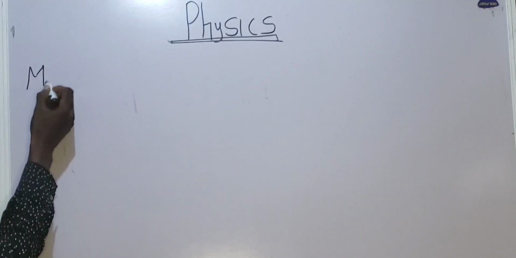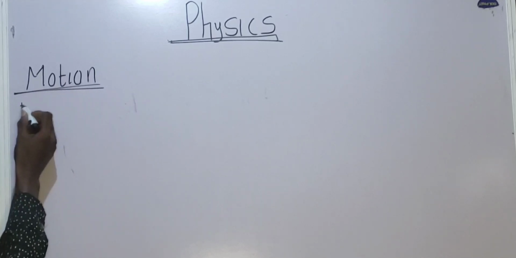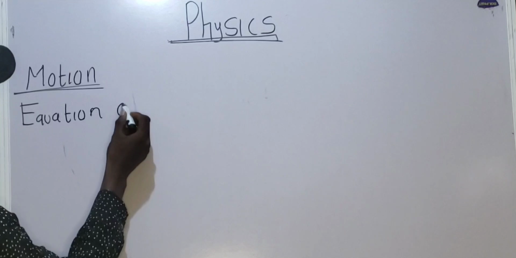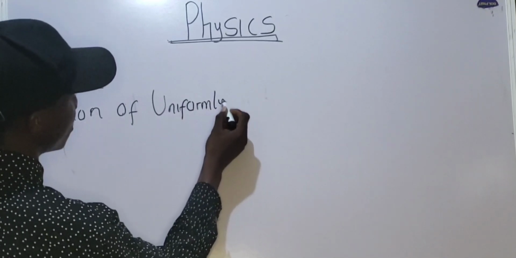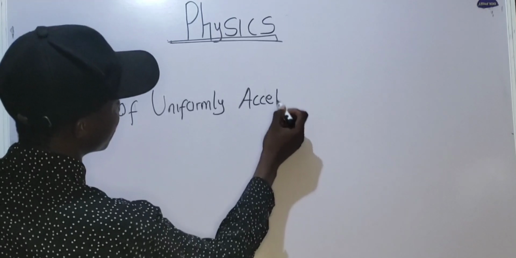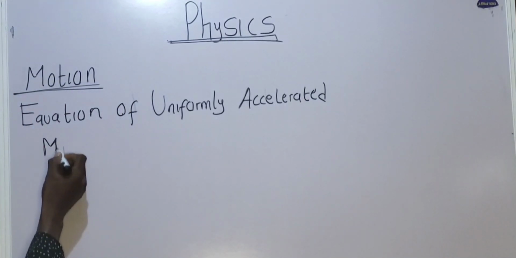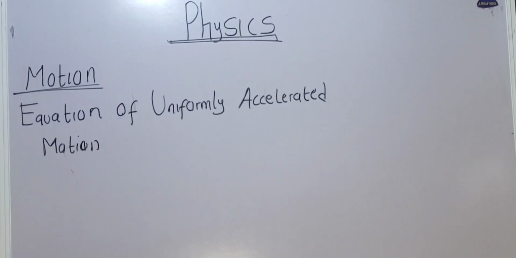Now, let's look at the equation of uniformly accelerated motion. Okay, there are three major equations of uniformly accelerated motion.